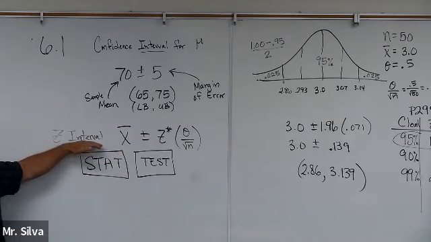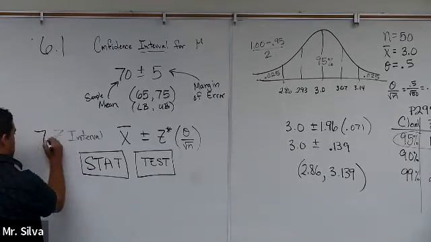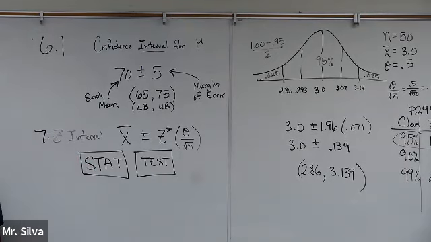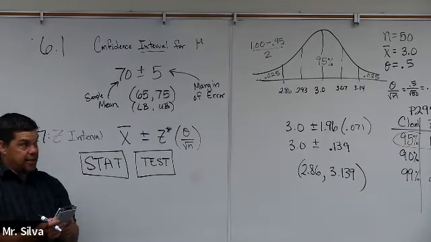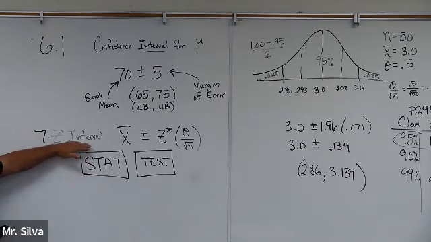And what kind of interval is it? It's called a Z interval. See if you can find it on your calculator. Number 7, you say? Number 7 is a Z interval. Does that make sense? I go stat, go to test, go to Z interval. It says exactly what I put right there.